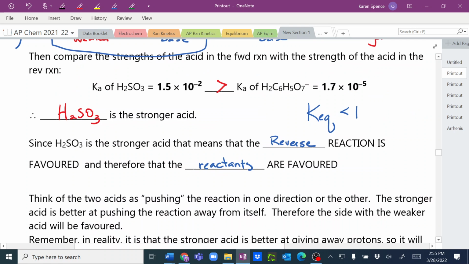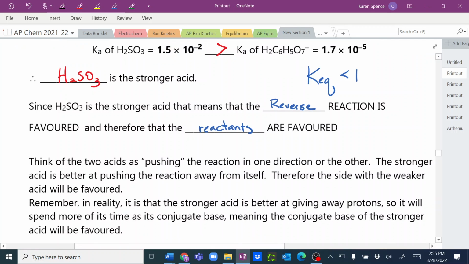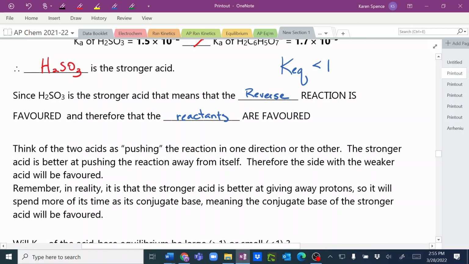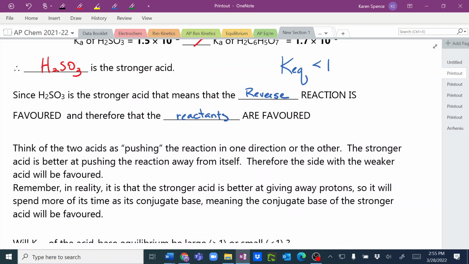We probably worked through that. Think of the two acids as pushing the reaction in one direction or the other. The stronger acid is better at pushing the reaction away from itself, therefore the side with the weaker acid will be favored, and the same goes for the bases.